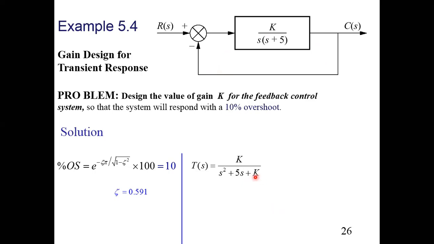Here omega n square is equal to K, and 2 zeta omega n is equal to 5. Comparing with the general second order system, here we have 2 zeta omega n equal to 5, and because we have omega n square equal to K, omega n will be equal to square root of K. We can put the value of omega n here, square root of K. Zeta is equal to 0.591, so K can be easily found.